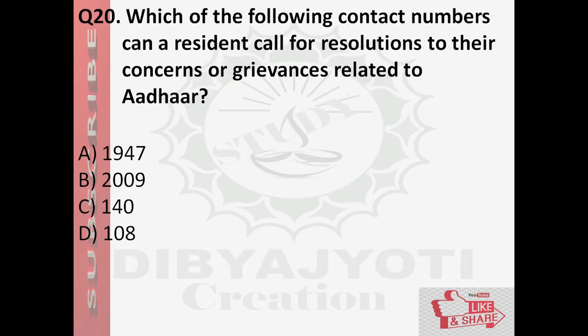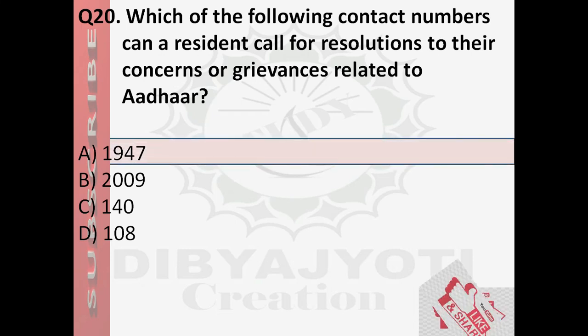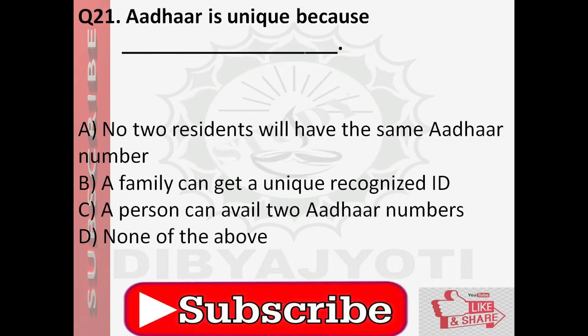Then next, which of the following contact numbers can a resident call for resolutions to their concern or grievance related to Aadhaar? Option A, 1947, option B, 2009, option C, 140, option D, 108. And the answer is 1947.